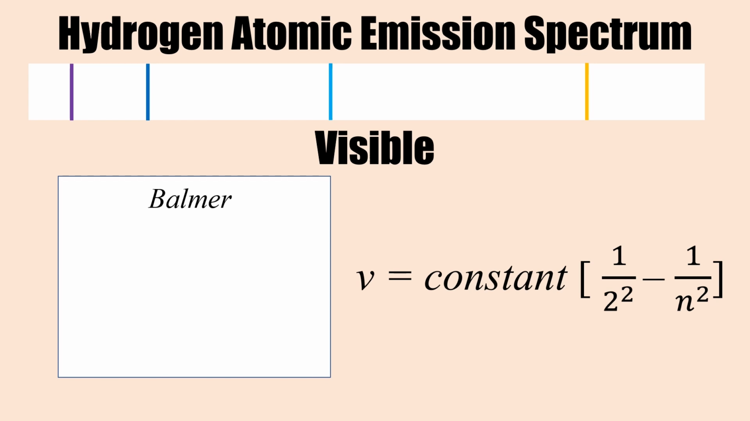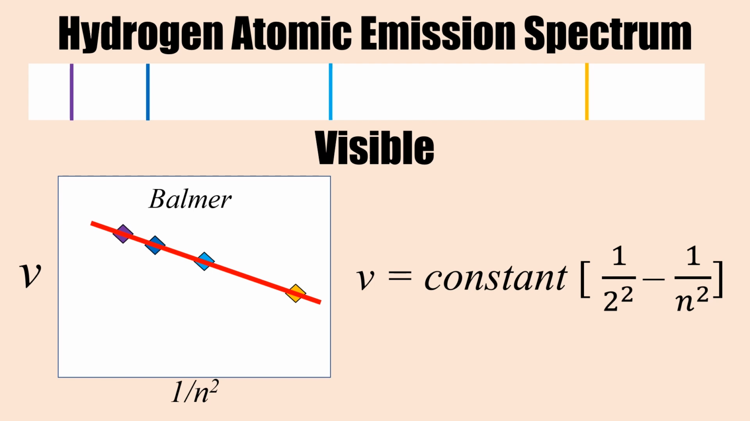Frequency is equal to a constant times 1 over 2 squared minus 1 over n squared, and plotted the frequency of the emitted photons versus 1 over n squared. The graph shows a linear plot. The equation of the line is called Balmer's equation.